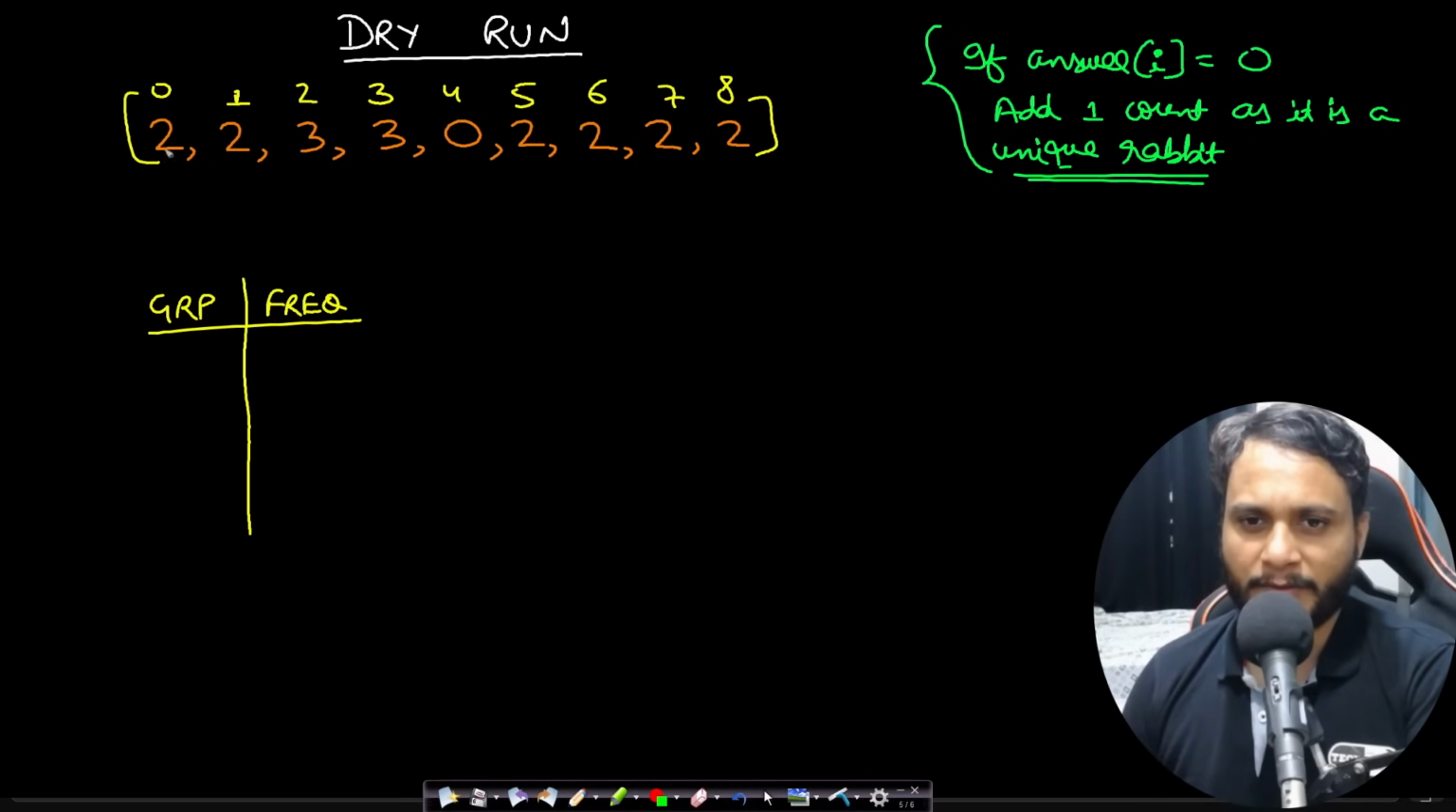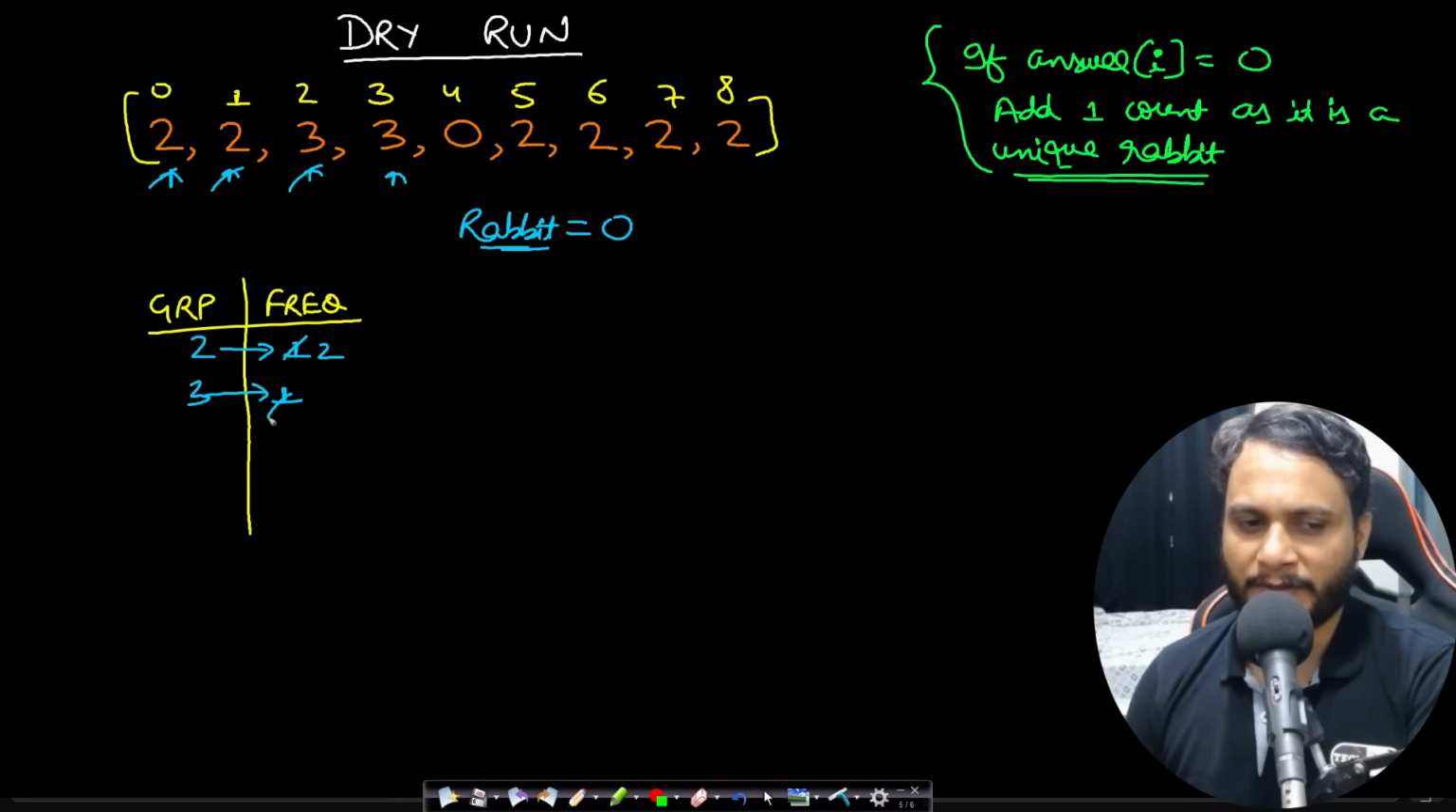Now let's see a dry run of this entire approach. So I will be starting with 2 and the frequency of 2 will be set to 1. I will be keeping a rabbit counter which will be tracking the total number of rabbits according to the given answers. Now when I see another 2, the frequency will become 2. When I see a 3, the frequency of 3 becomes 1.